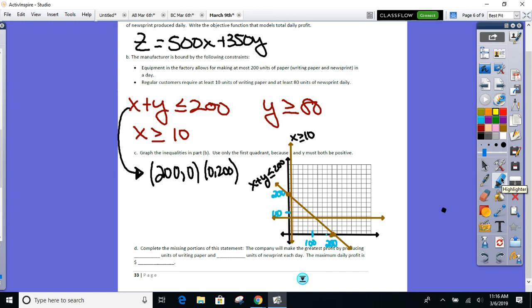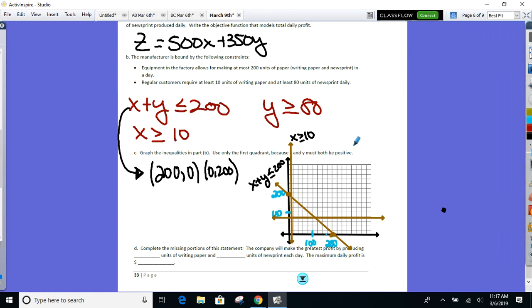Anybody struggling with the shaded region? Some of you are, you're just not telling me. This one right here, the x plus y less than 200, shade below or above. 0, 0 works, right? So you would shade below. Now let's start with x is greater than 10, to the right or to the left? To the right. And y is greater than 80, above or below? Above. Everyone see the shaded region? It's not this figure down here. It's the triangle. Make sure you've shaded in the triangle.